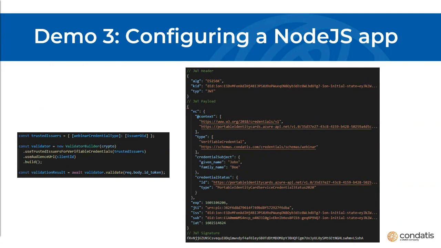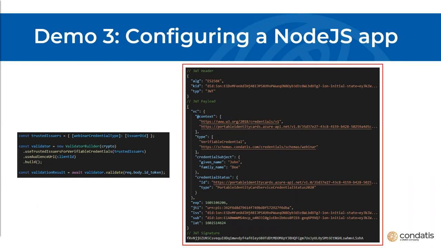Once the verifier receives the presentation response, it creates a validator builder to validate it. It validates the presenter and the signature of the presentation response, and also the signature of the presenter and the issuer by looking up the keys on the ledger. The validation result contains the verifiable credentials, a sample of which you can see here.